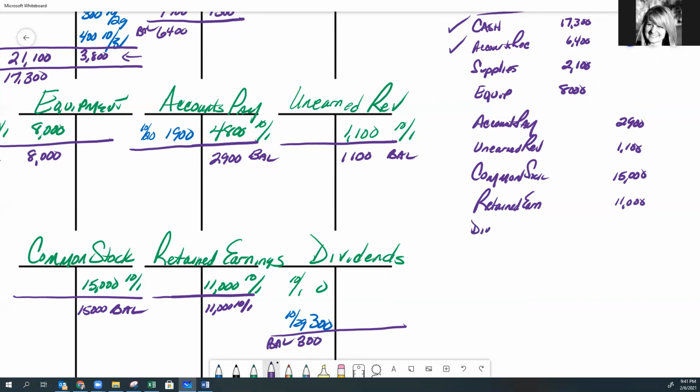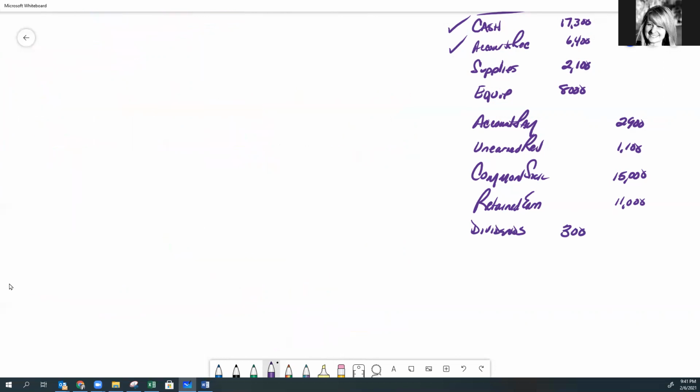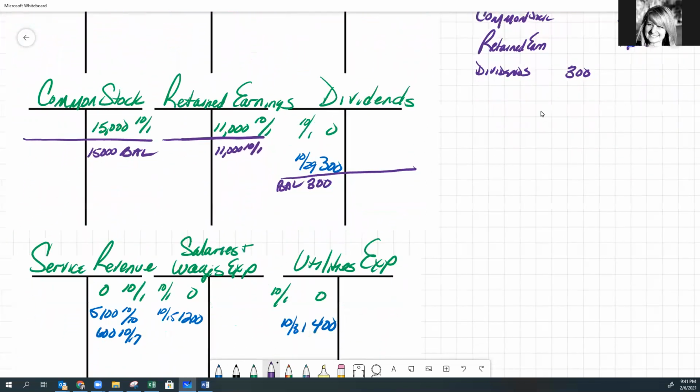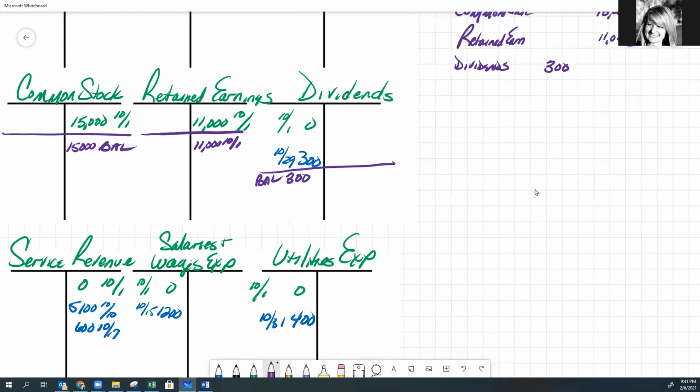So we're going to write our dividends. And which column are we going to put it in? The debit column, because it has a debit balance. Okay, so let's move these down. Uh-oh, what happened there? Oh, there we go. Whew, that was a little scary. Okay, so let's move this down to our last expenses.